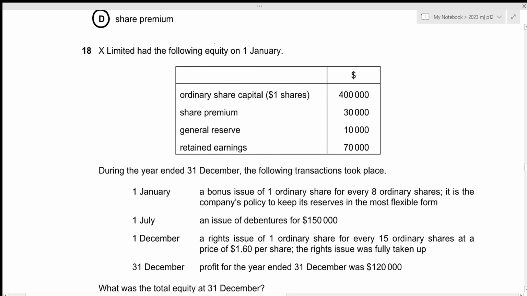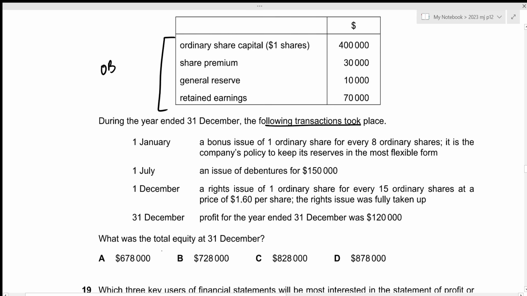X Limited had the following equity on 1st January. Okay, these are all of our opening balances. Then during the year ended 31st December, the following transactions took place. Okay, we just need to figure out the total equity at 31st December. Let's have a look at our first transaction. A bonus issue of 1 ordinary share for every 8 ordinary shares, and it is the company's policy to keep its reserves in the most flexible form.